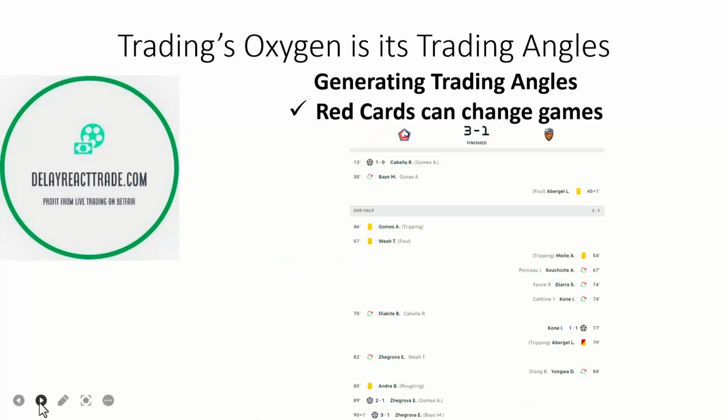Here, it's 1-0. It's 1-1. Competitive match, 77th minute. And then Abigail turns up, gets red carded. And Zegrova pops in with 2 late winners to really compound the misery for the away side.